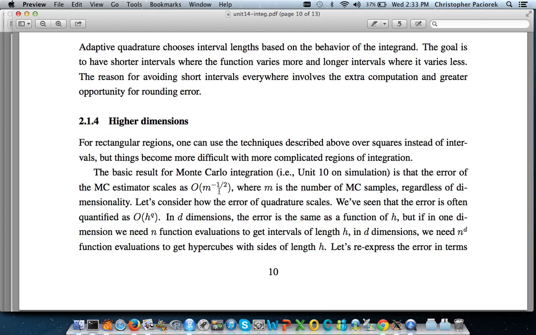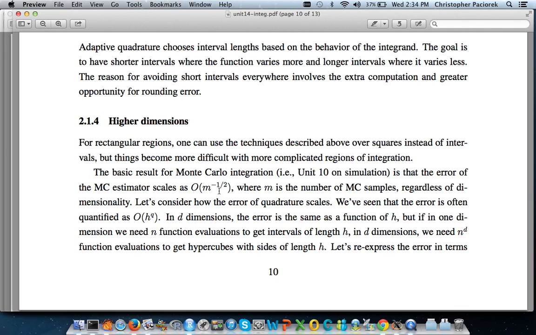So the result is I've got order of n to the minus q, but once I introduce dimensionality, I'm going to have order of n to the 1 over d, and then to the minus q. So hopefully that helped a little bit. Other questions about that?